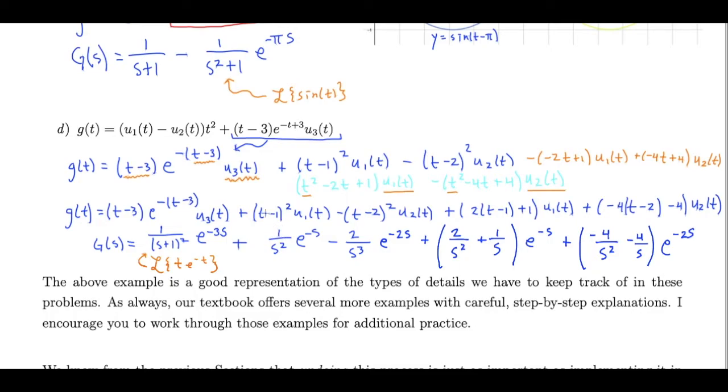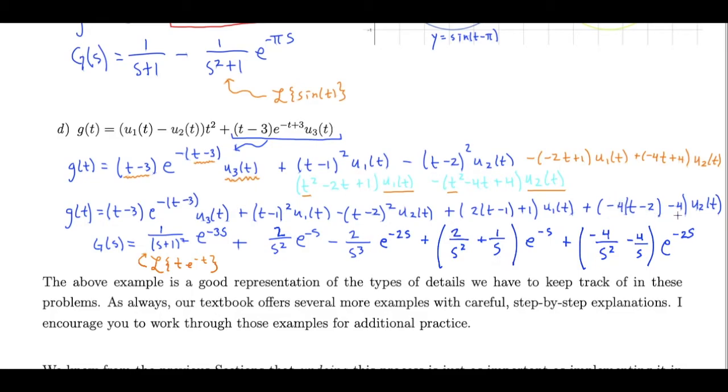That should be a 2. Problem solved. And then when I look at, for example, this expression in the parentheses, I'm going to treat that as 2t plus 1. And then I'll multiply by the appropriate exponential to accommodate this switch and the corresponding shift. So if I just transform 2t plus 1, I get this expression here.